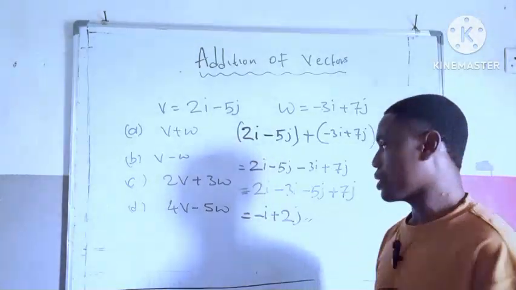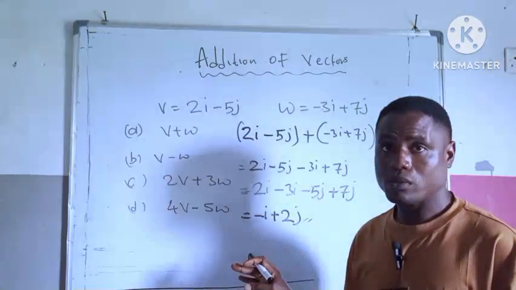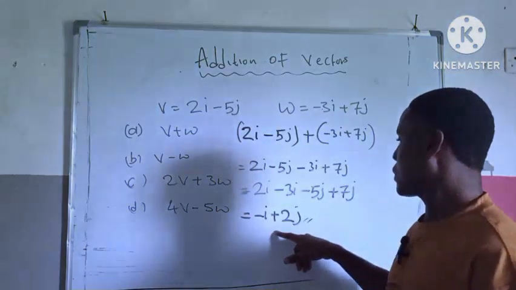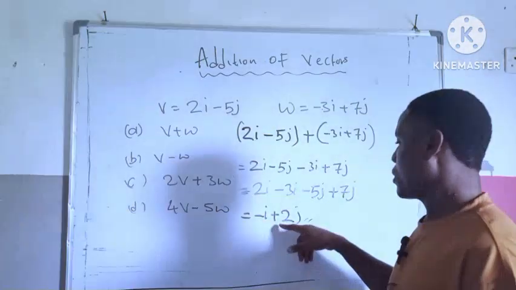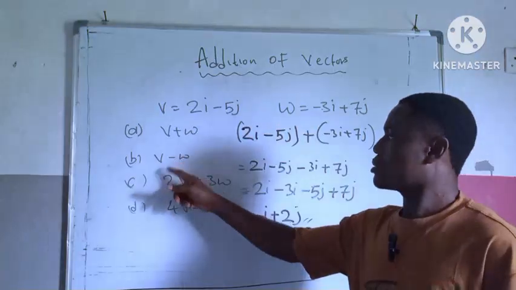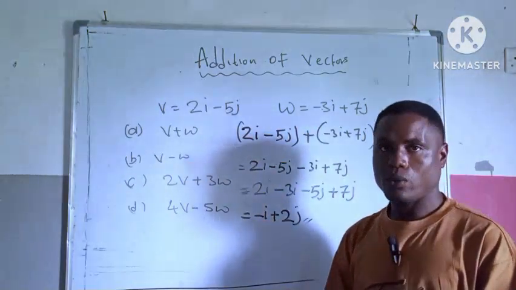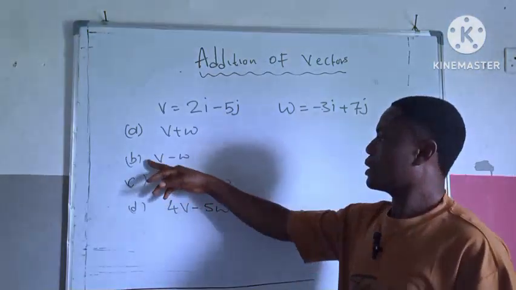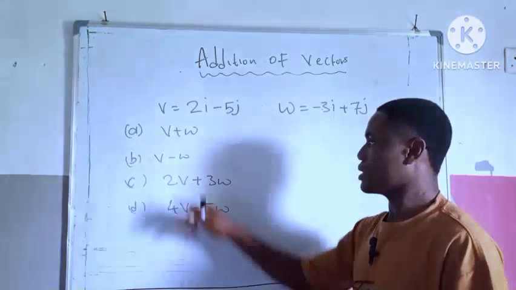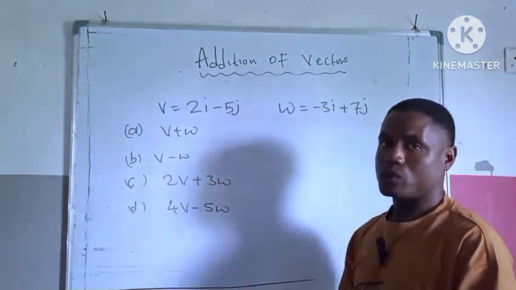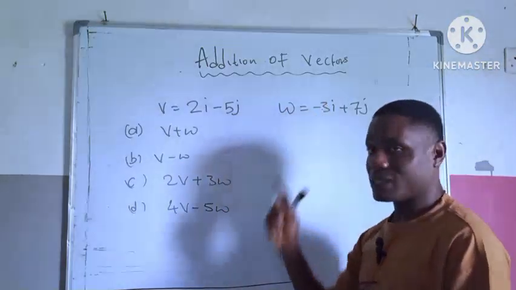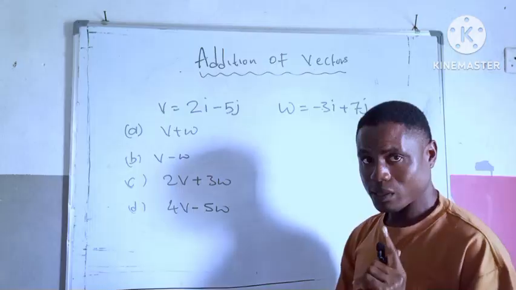During the exam period, you have to be very fast in solving to manage your time. So this is the answer, minus i plus 2j. Now let's solve the second one. They said we should subtract, that is v minus w, but still we are under addition of vectors. So please take note.